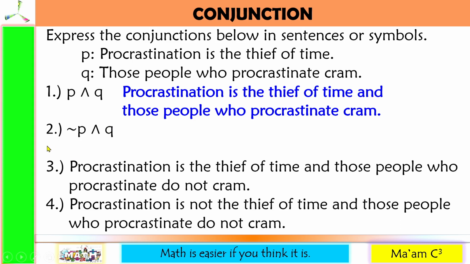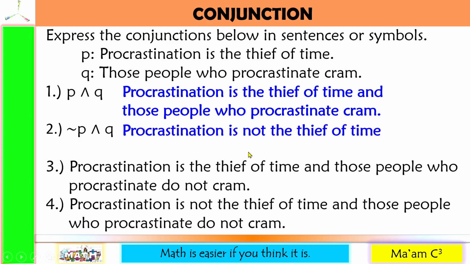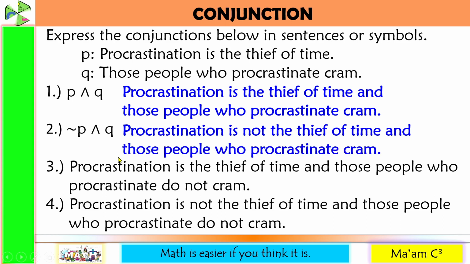Number two, so we have here negation of P and Q. So we are going to negate our proposition P. So this will be procrastination is not the thief of time. So we have here not. And then the proposition Q, those people who procrastinate cram. So we have here procrastination is not the thief of time and those people who procrastinate cram.